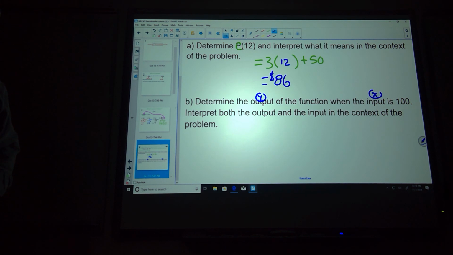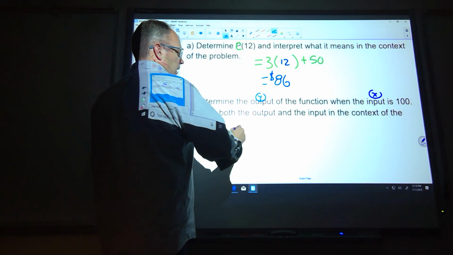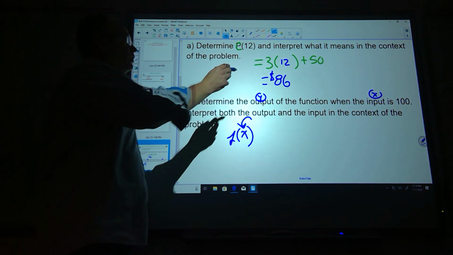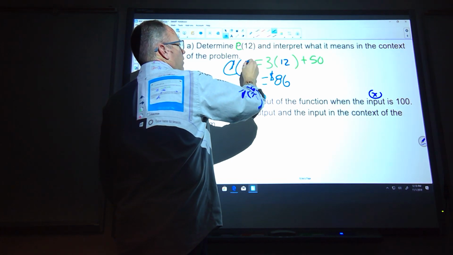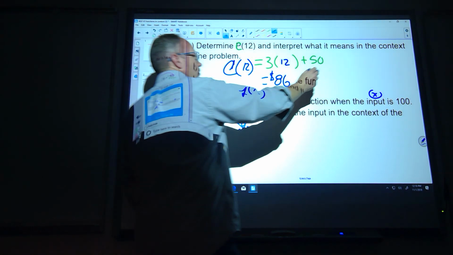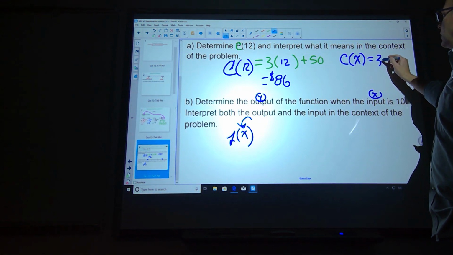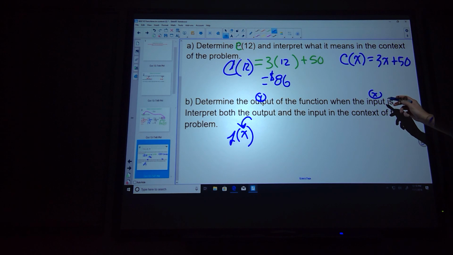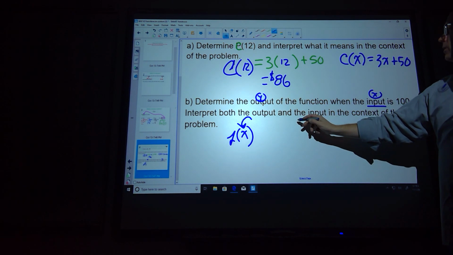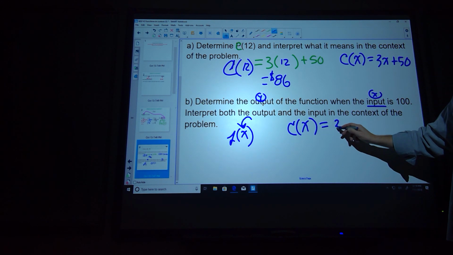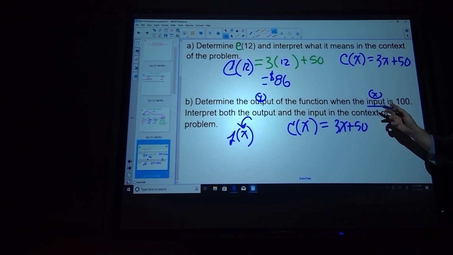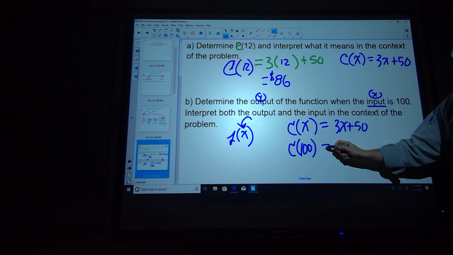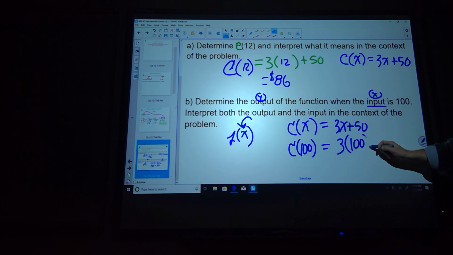Okay, hang on. I like that you're thinking on this, but hang on. The output of all these is like the f at x. The input means I'm putting something inside of this. So this one up here was actually C at 12, rather than the C at x. C at x was the original equation. And so we plugged in 12 here. So the input means it's inside the parentheses. Inside our parentheses, inside the C at x equals 3x plus 50, I'm going to plug in my input. So C at 100. It's not equal to 100. We're saying, hey, the function happening at 100 is this.